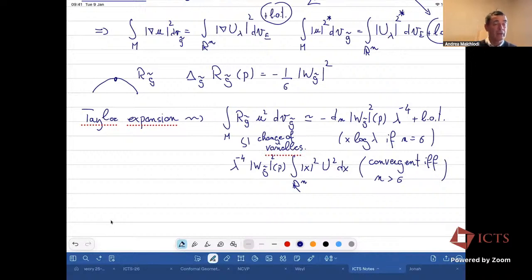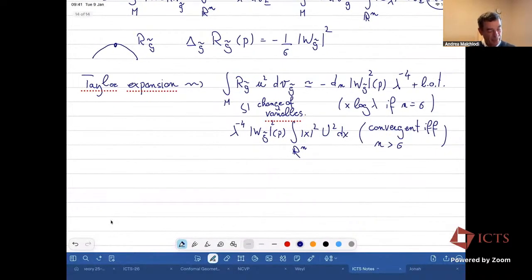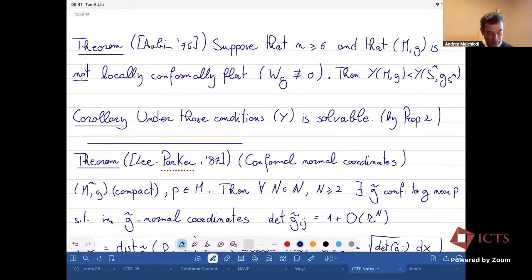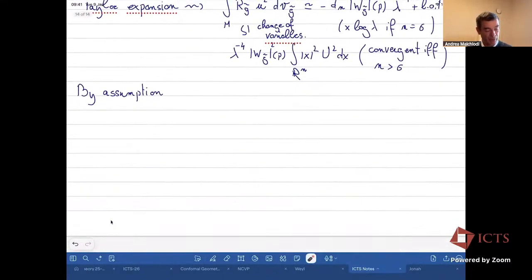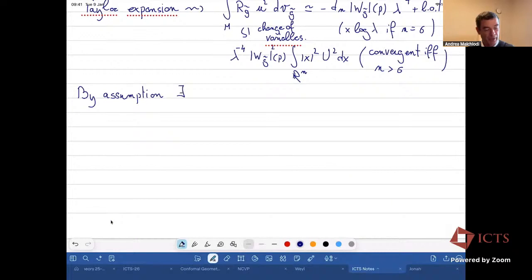All right, now, by assumption, since the manifold, Aubin's theorem is assuming that the manifold is not locally conformally flat, so the Weyl tensor is non-zero somewhere. Okay, so by assumption, there exists a point P such that the Weyl tensor squared at P is non-zero.